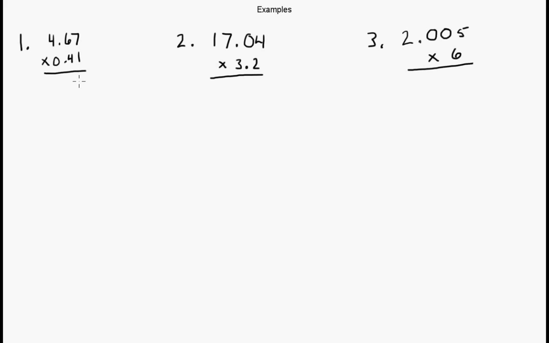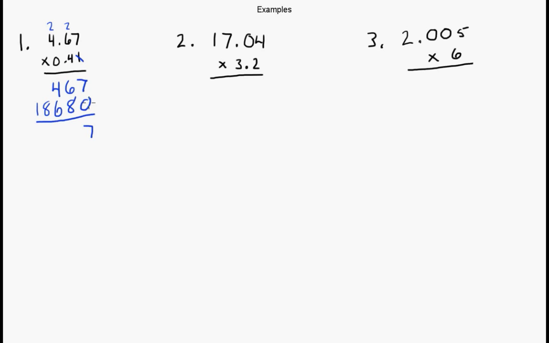1 times 7 is 7. 1 times 6 is 6. 1 times 4 is 4. Okay, nothing out of the ordinary yet. 4 times 7 is 28. Carry the 2. 4 times 6 is 24, plus the 2 is 26, and 4 times 4 is 16, plus that 2 is 18. Okay, so we're just multiplying the numbers together just the way we've been doing them for years.